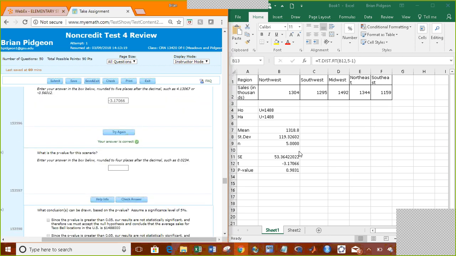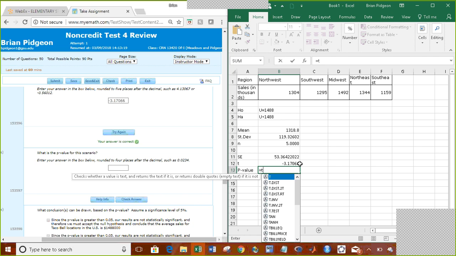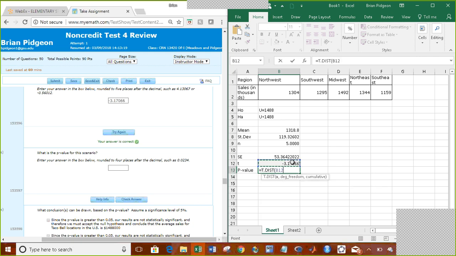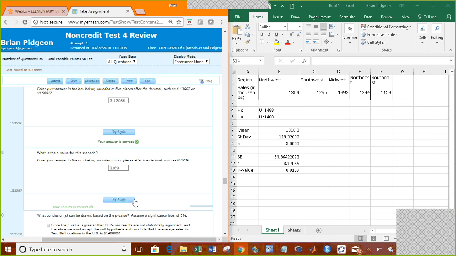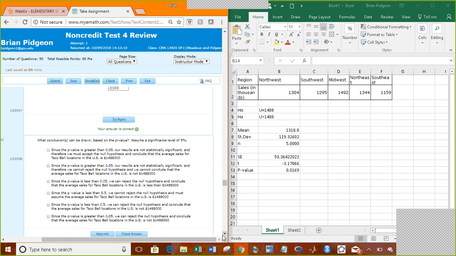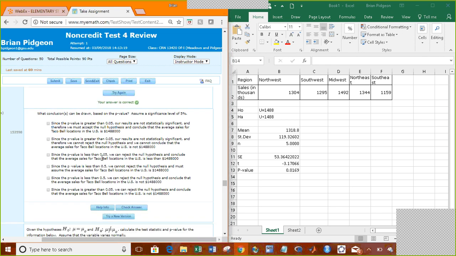And remember, for the p-value we have 3 functions for t. This is a left-tailed test, so we just do the basic t-dist. That's automatically left. So the negative t, the degrees of freedom is 4, and then cumulative is 1. And then 0.0169, 4 decimal places. Now, because 0.0169 is less than 0.05, we reject the null hypothesis. Our results are statistically significant. Since the p-value is less than 0.05, we can reject the null and conclude that the average is less.